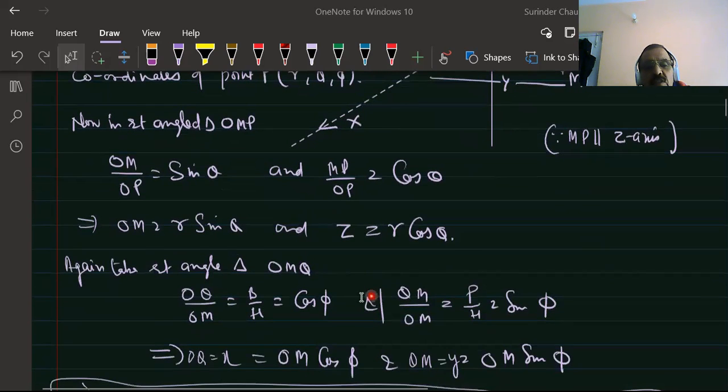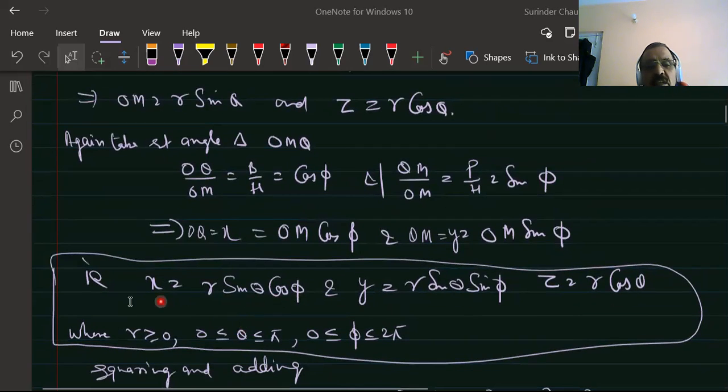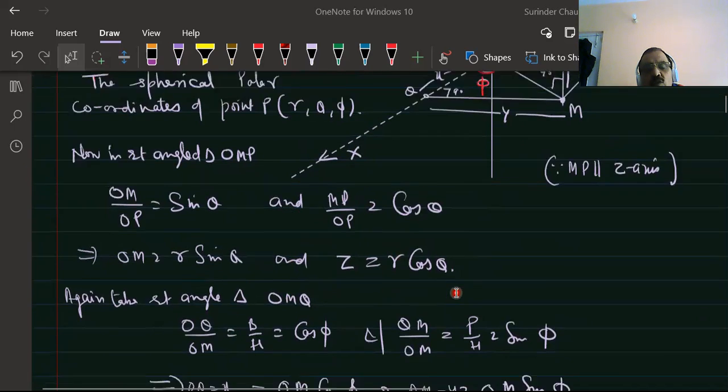So these are the values. These are the relations between Cartesian and spherical coordinates: x is equal to r sine theta cos phi, y is equal to r sine theta sine phi, and z is equal to r cos theta.